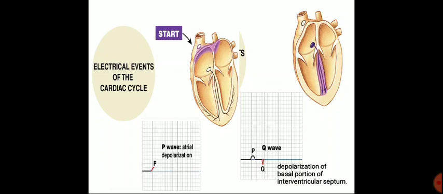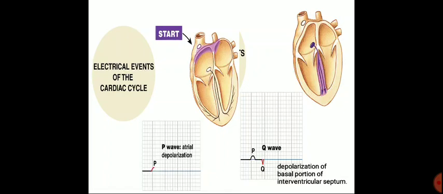Now the direction is from upward to the right side, and our electrode placed at the right arm is the negative, and the left foot is the positive. So our impulse moves from upward to the right side. So it is the negative direction, the opposite direction of the current flow. That's why the deflection produced is negative, or downward, because the current is moving against the electrode, in the reverse direction of the electrode.